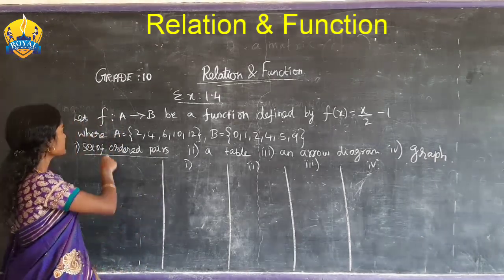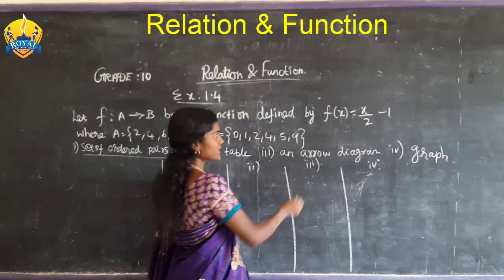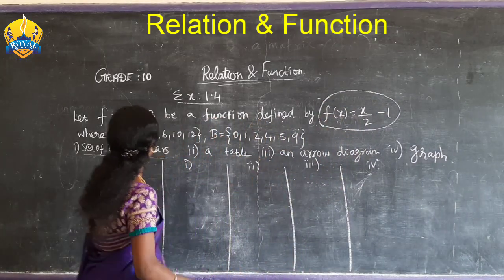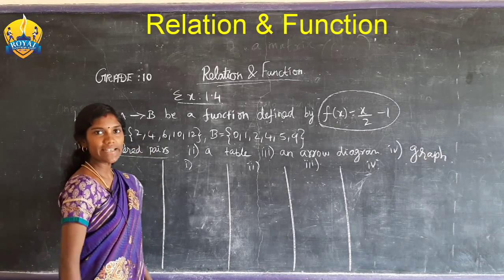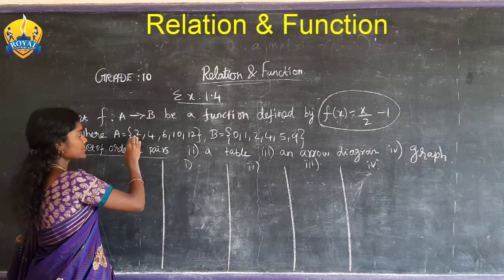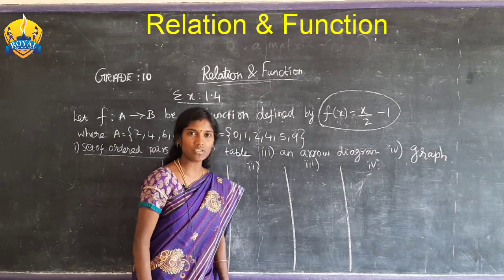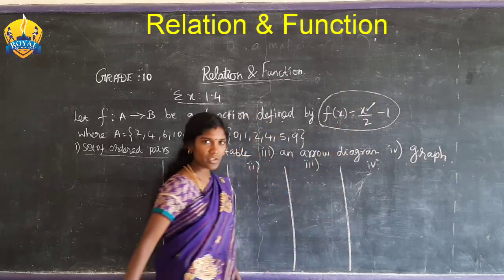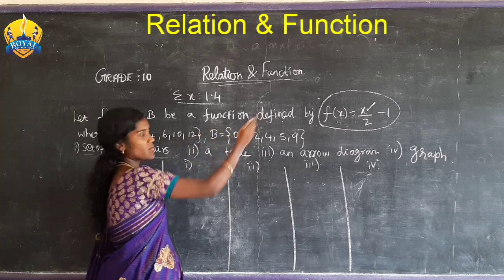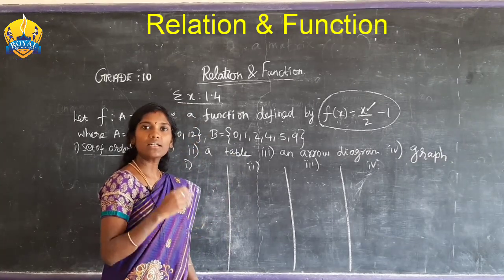Okay. Next sum. Let f be a function from A to B. This is the condition: f of x is equal to x by 2 minus 1. The input values are the domain, that is 2, 4, 6, 10, 12. You have to substitute these values in this condition. In which place do you substitute? Yes, that is the x place. Then B is the codomain. Now we are going to solve the condition, match the two elements and find the range.